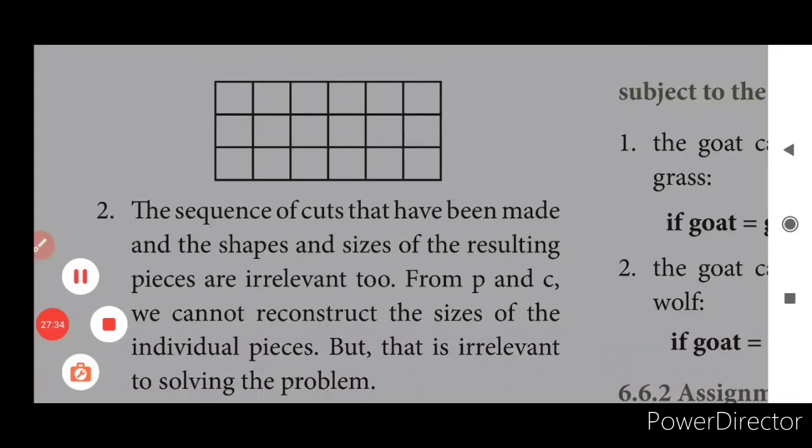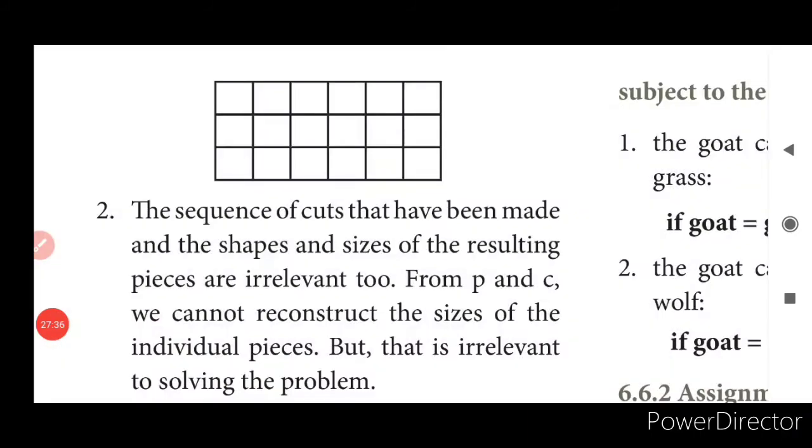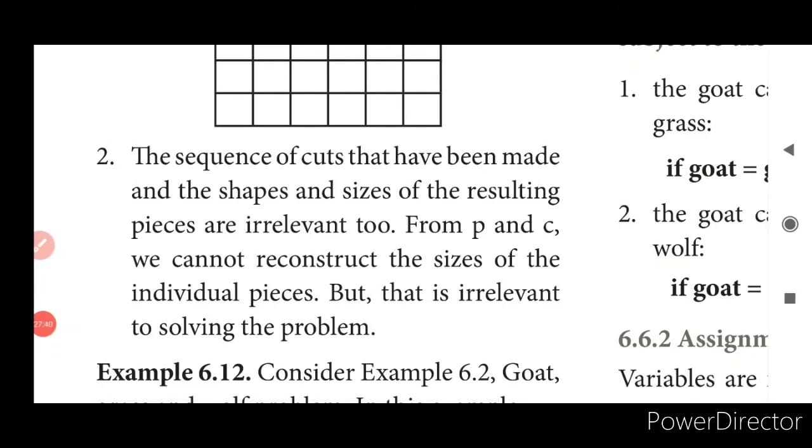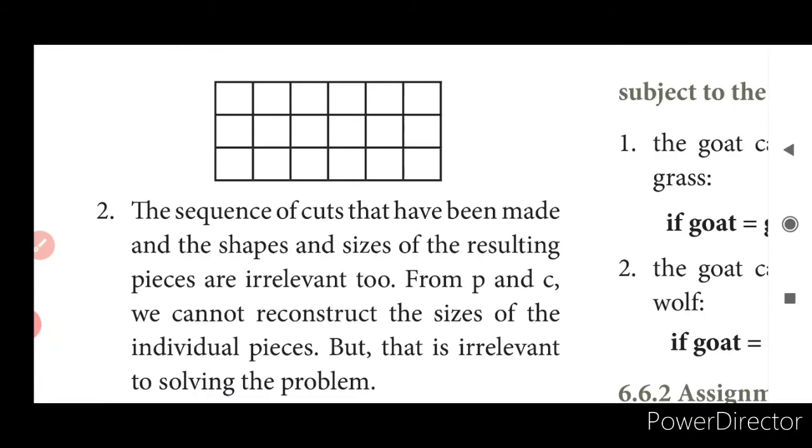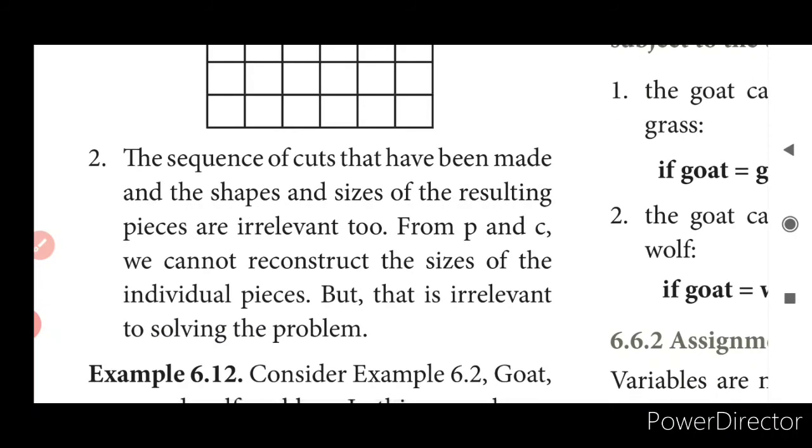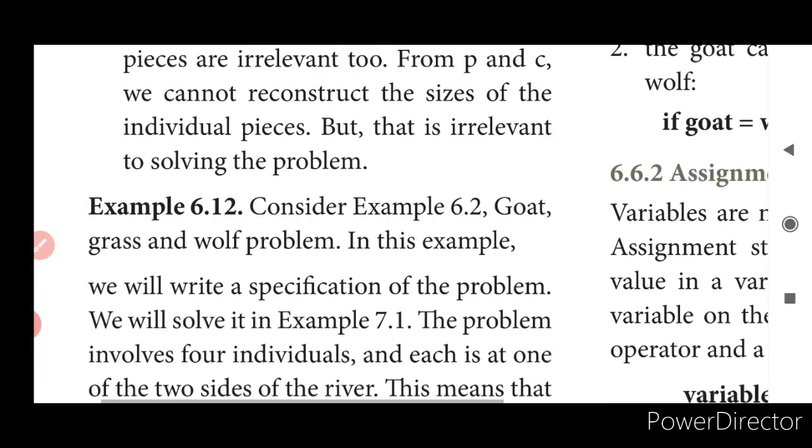So the sequence of cuts made, and the shapes and sizes resulting in the pieces, are irrelevant too, right? Yes, you cannot specify that it will be only of this shape and size. So from P and C we cannot reconstruct the sizes of individual pieces, but that is not relevant to solve the problem. Now let us take the goat, grass, wolf problem.